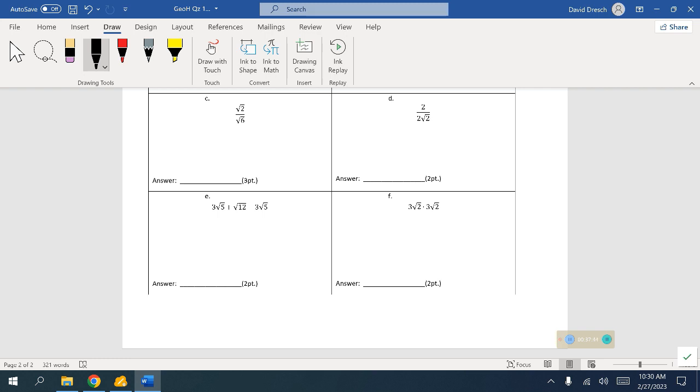Don't worry about this one. Yeah, don't worry about this one or that one. You can do the base one, so you try it. Okay.